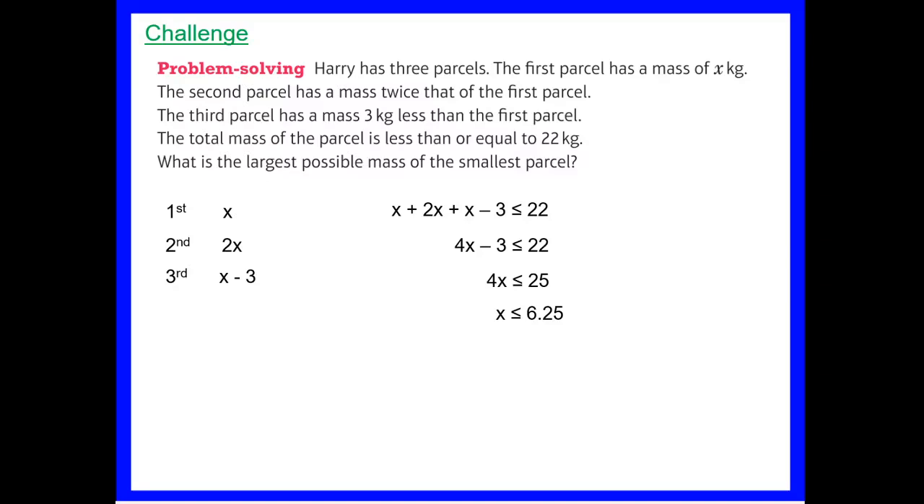Now it said, what is the largest possible mass of the smallest parcel? The smallest parcel isn't the first parcel, which was x. The smallest parcel is the third one, because that's 3 kilograms less than the first one. So we need to take 3 kilograms off of x. So the third parcel is 3.25 kilograms. That's the largest it could be to satisfy all of those inequalities.